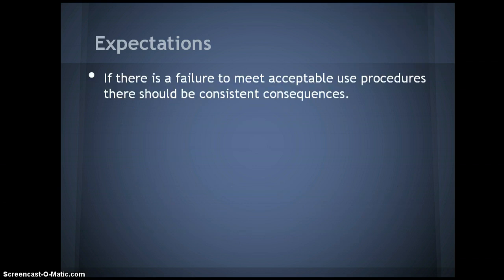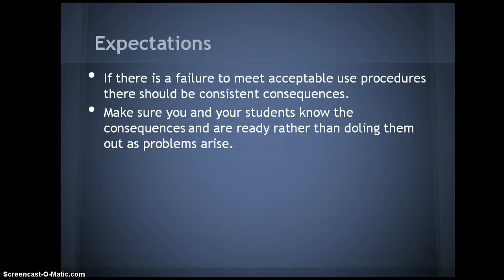If there's a failure to meet the acceptable use procedures, there should be a consistent consequence. So you don't want to jump to something new. It's very unlikely that your classroom rules state first warning, second take away iPad. So you want to manage student behavior much like you do normally. Make sure you and your students know the consequences and you're ready rather than doling them out as problems arise. And let them know up front, if you go to an inappropriate website, then I'm going to have you share one with another student, etc.